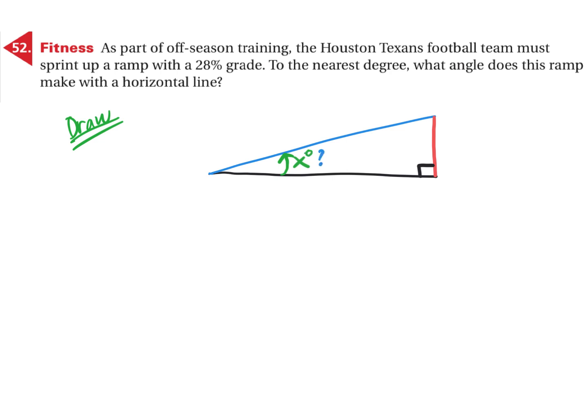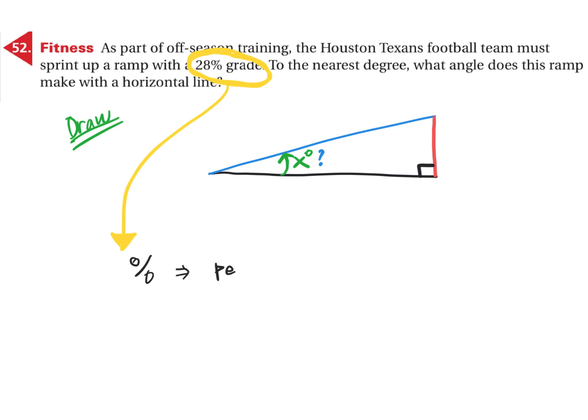That's the question. And what they told us was a strange piece of information, a 28% grade. So this is definitely a problem that we did not discuss. This is a problem where you might not be sure what to do. And when you don't know what to do, that's when you problem solve. Problem solving is what you do when you're not really sure what to do. So we need to ask, what does it mean to have a steepness, a grade of 28%? And you might say, well, what does percent mean?